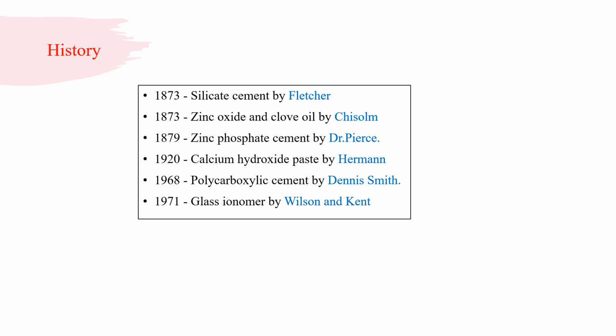So, coming on to history, in 1873 it was Fletcher who introduced silicate cement, and again in 1873 it was Chisholm who introduced zinc oxide and clove oil. In 1879, zinc phosphate cement was introduced by Dr. Pierce. In 1920, calcium hydroxide was invented by Hermann. In 1968, polycarboxylate cement was introduced by Dennis Smith, and in 1971, glass ionomer cement was invented by Wilson and Kent.